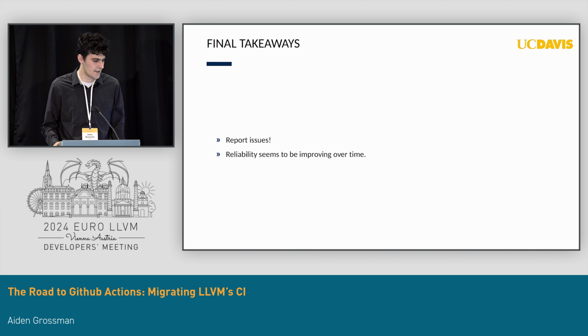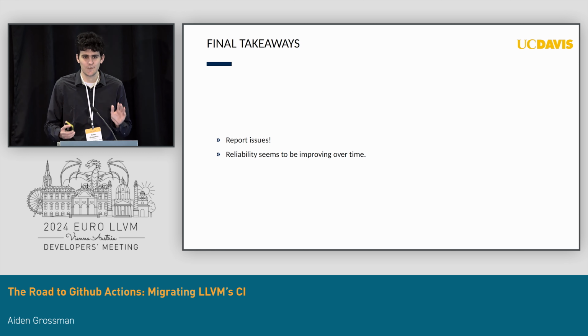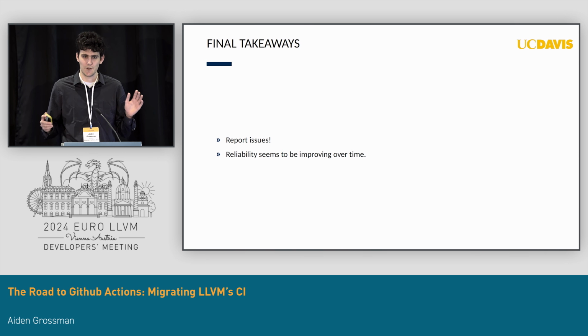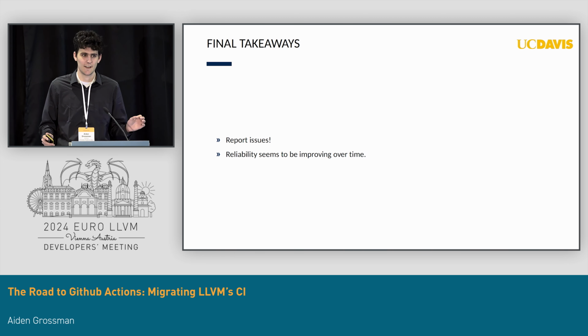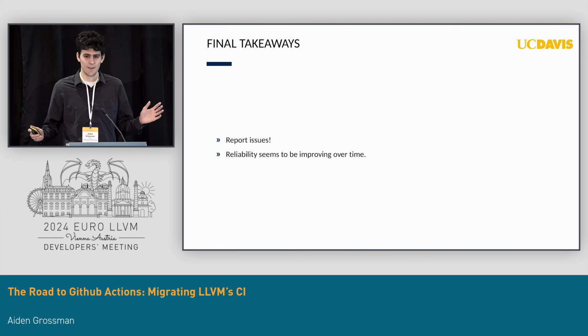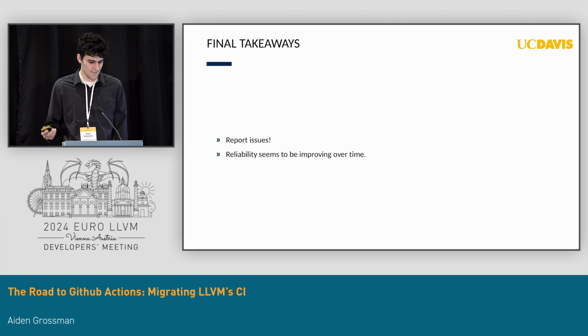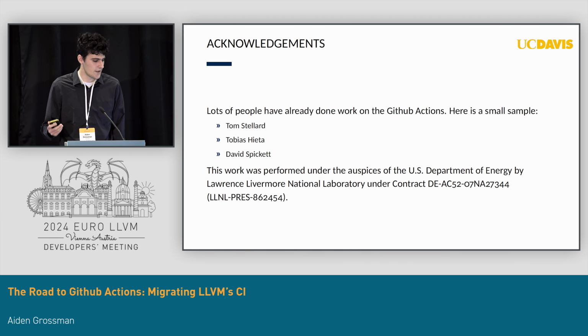So final takeaways, if you get one thing from this talk: if you see an issue with the CI, if something isn't working as expected, please open an issue about it so that we can take a look. We can't fix anything if we don't know what's broken, and reliability slowly seems to be improving over time as we see more and more issues.